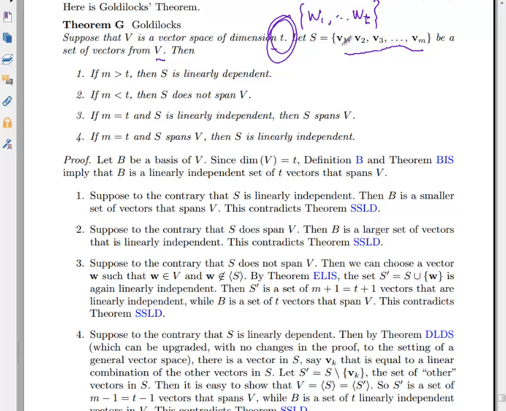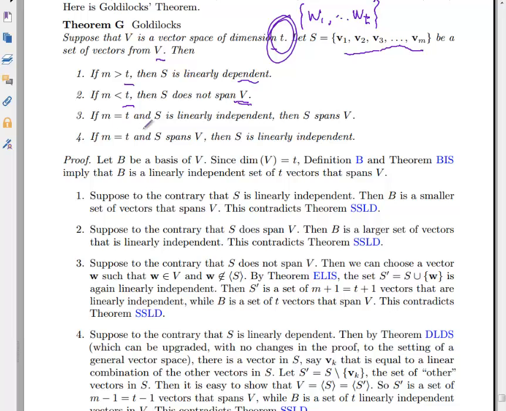Now suppose I take any set S of vectors, and depending on M, I can draw conclusions. First of all, if M is bigger than T, then S is linearly dependent, because we know that any number of vectors bigger than the dimension must be linearly dependent. If M is less than T, then S cannot span V. It's not a basis, so it can't span V.